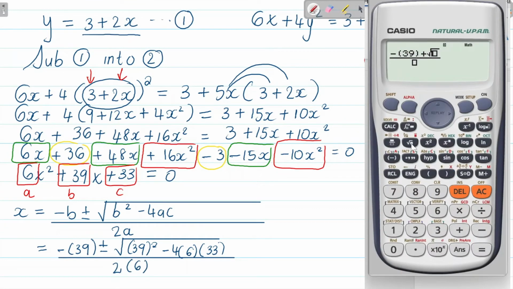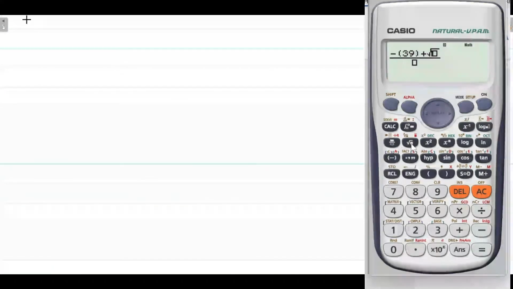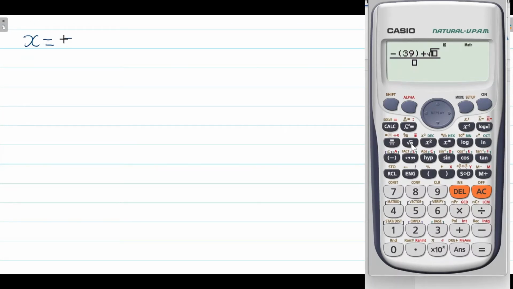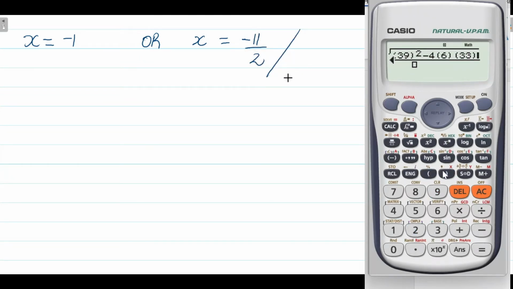Okay, simply punch that into a calculator, starting off with the positive value. When you punch that into your calculator, you'll find that your x is equal to minus 1, or your x is equal to negative 11 over 2. If you press the S-D button, I'm going to show you guys here on the calculator, you'll get negative 5.5. So those are the two values for your x. So we've basically found our values for x, guys. So now what do we do now?